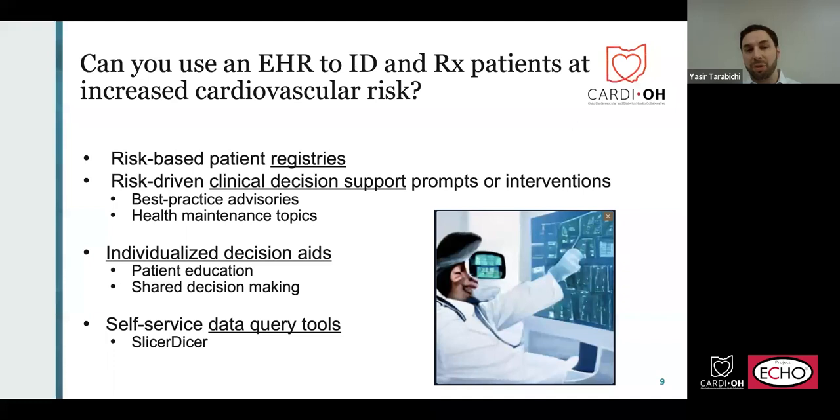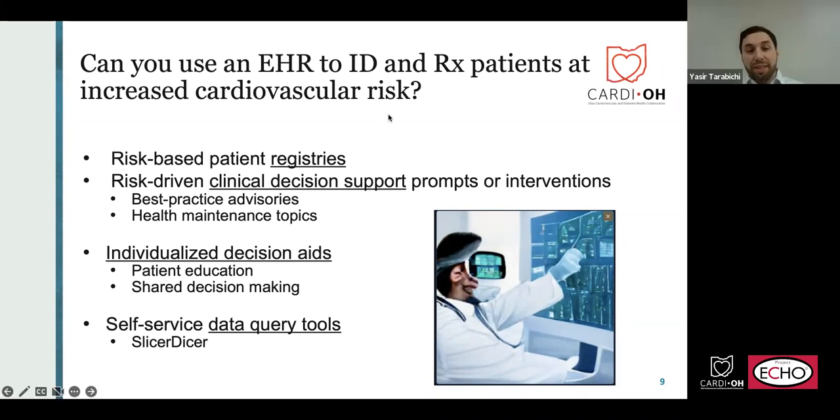We have risk-based patient registries: identifying certain shared patient criteria, putting them in a list, which is then actively tracking certain conditions or questions that are relevant to that population. We have risk-driven clinical decision support prompts or interventions. Those are what we typically call, colloquially, BPAs or best practice advisories, although those are very specific types of CDS systems, more of the pop-ups, more annoying than helpful potentially.